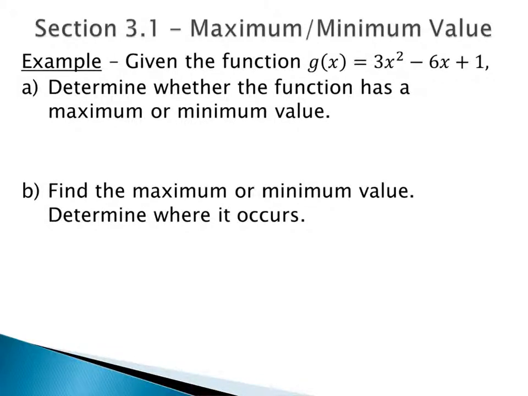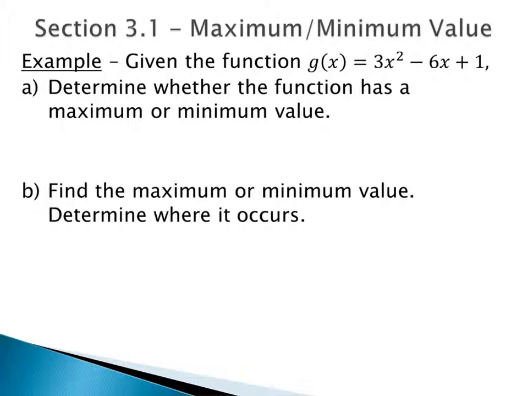In this lesson, we're going to be talking about the maximum and minimum value of a quadratic function. Sometimes you don't have to graph the entire function in order to figure out what the maximum or minimum value is. We can just identify it based on what the vertex is. So first we're given a function g of x equals 3x squared minus 6x plus 1, and we want to determine whether the function has a maximum or a minimum value.